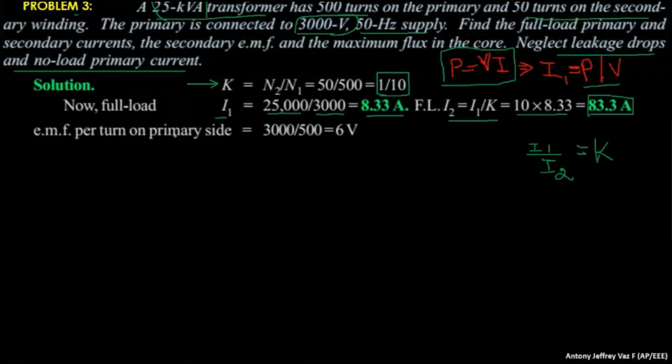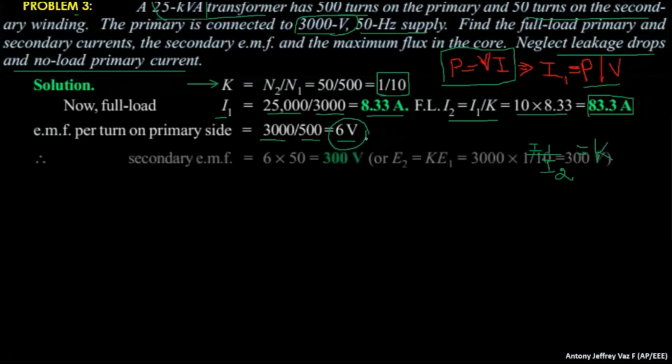Next, you are going to find the EMF per turn on the primary side, which is 3000 divided by 500, equal to 6 volt. So the per turn EMF is 6 volt. In a single turn of the transformer, 6 volt is induced. So the secondary EMF is 6 into 50, equal to 300 volt. You can also find E2, which is K into E1, that is 3000 into 1 by 10, which is 300 volt.